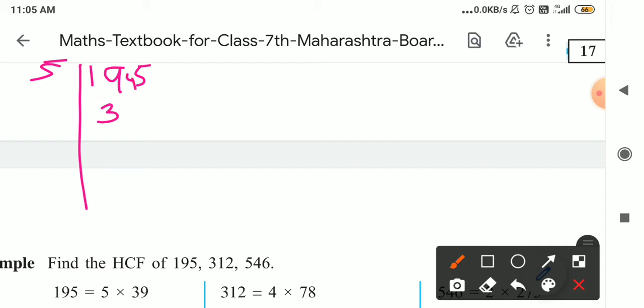So we have to take 4 here. Okay, and 5 9s are 45. Okay, 39 is divisible by 13. 13 3s are 39.